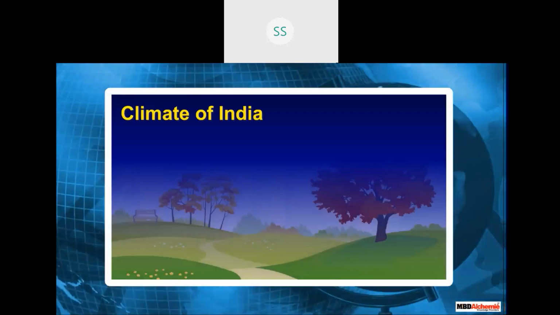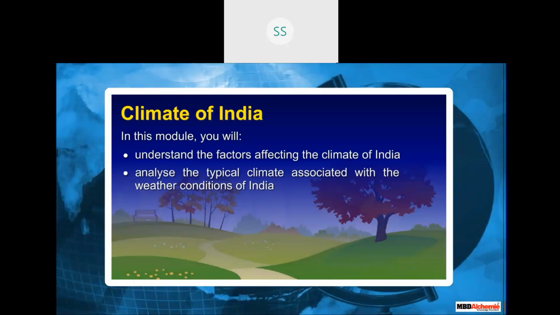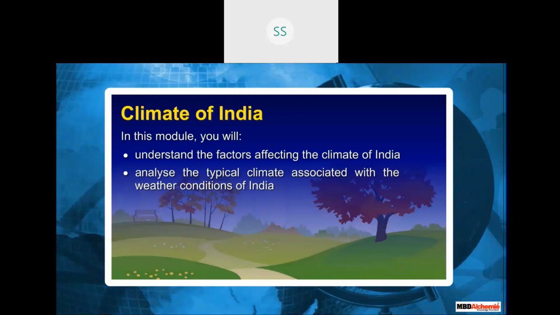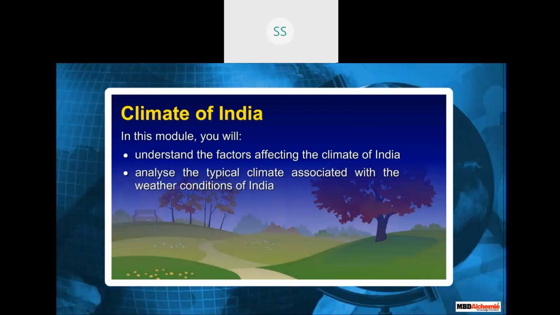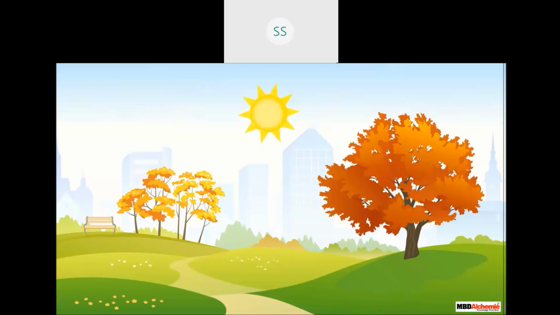So here you will understand the factors affecting the climate of India and analyze the climate associated with our weather conditions. So let us see how these factors affect the climate.